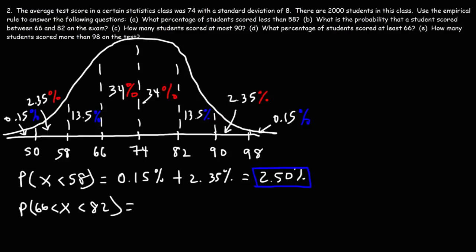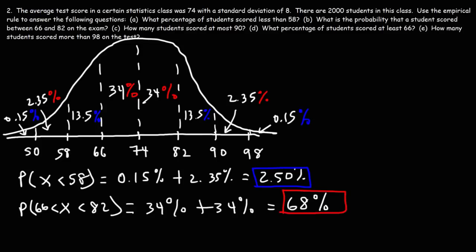So all we need to do is add up the percentages between these two numbers. And so it's 34 plus 34. 34 plus 34, that's going to give us 68%. So that's the answer for part B. Now let's move on to part C. How many students scored at most 90?